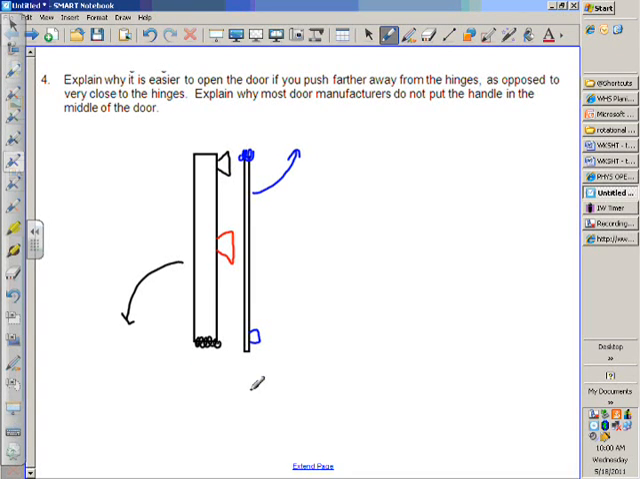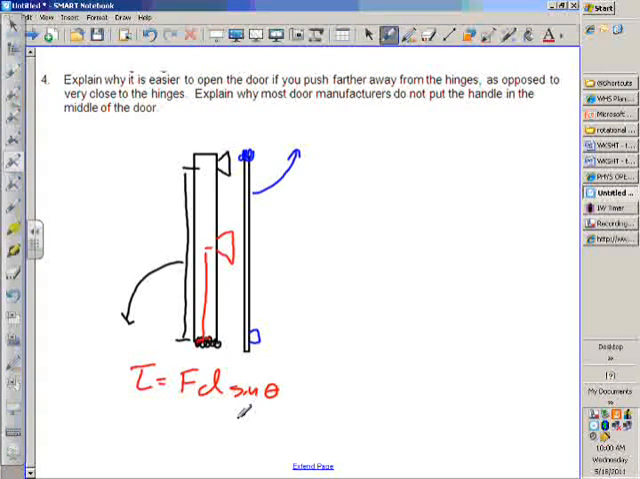If we look at our formula for torque, F times D times sine of theta, by putting the door handle in the middle, how far away are you from the center of rotation? Only halfway across the door. But if you put the handle way out here, what have you done to D in that formula? Double it. Pretty close, maybe not all the way. So by making the lever arm shorter, you have to apply more force to produce the same torque, which causes the door to open.